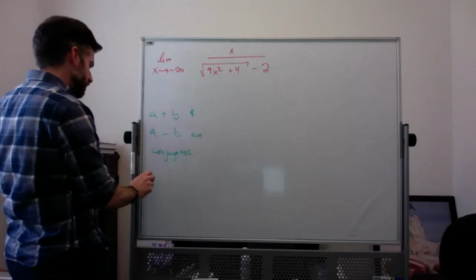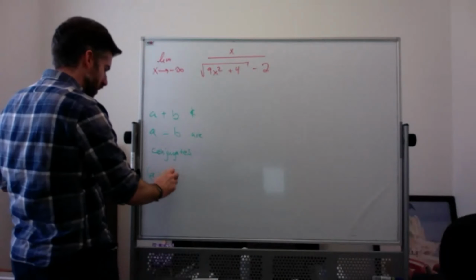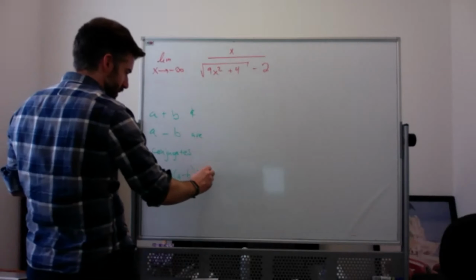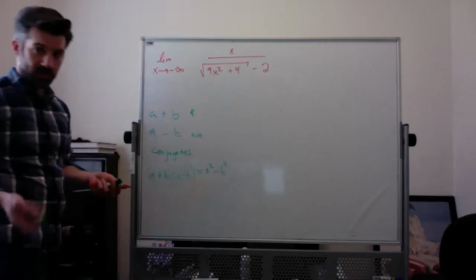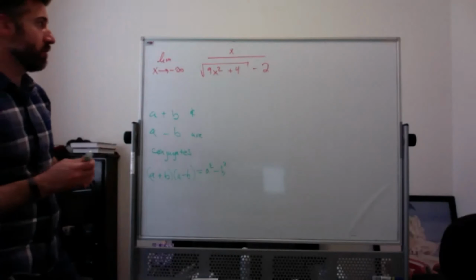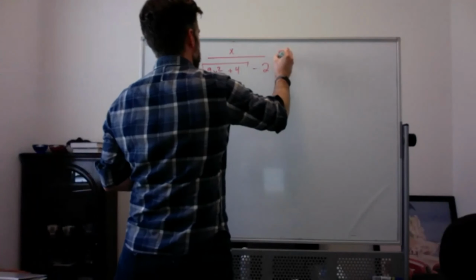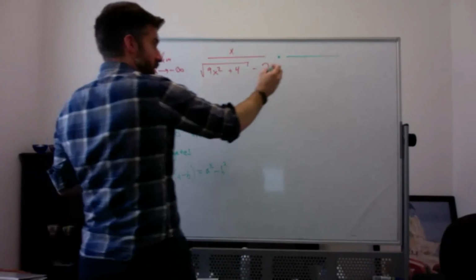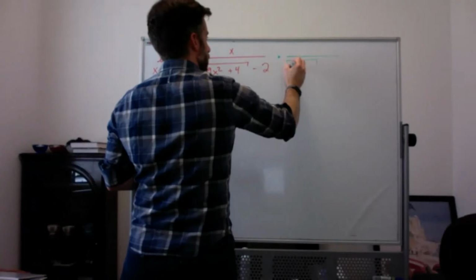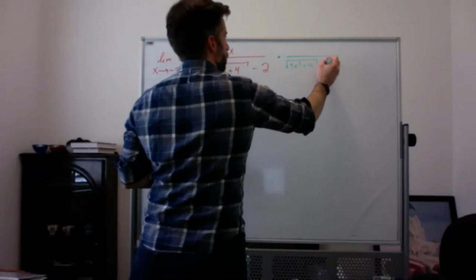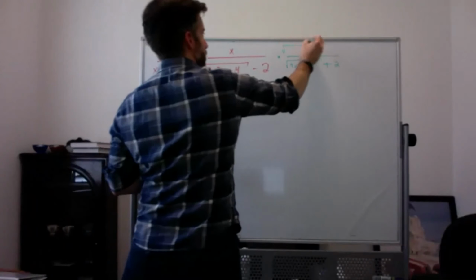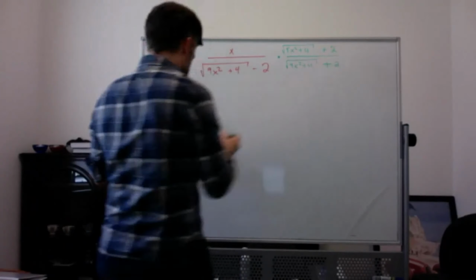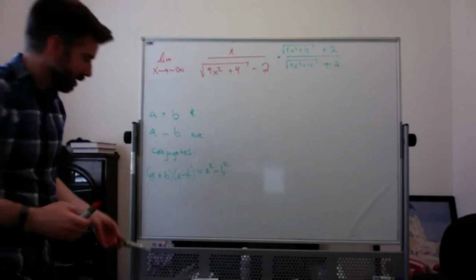And the reason we multiply by a conjugate is because when you multiply conjugates together, a plus b times a minus b, you get a squared minus b squared. And the middle terms cancel out. So that's why we are multiplying by the conjugate. So here, I'm going to multiply by the conjugate of the thing that makes sense to multiply by the conjugate, the square root thing. I'm going to multiply by the square root of 9x squared plus 4 plus 2, and then it has to be the same thing on top, because we're really only allowed to multiply by 1 without changing anything. Okay, so.